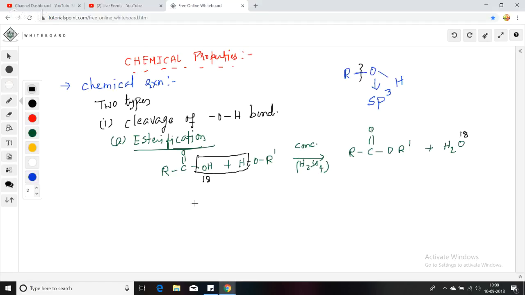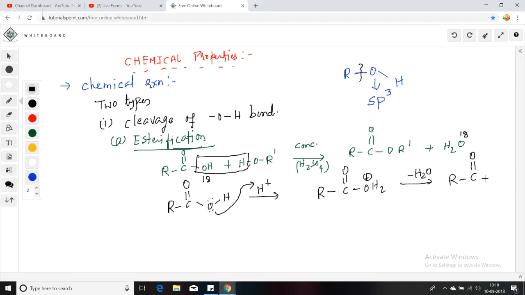If I write down the quick mechanism of this, R C double bond O OH. H plus comes from the acid, and the oxygen has a lone pair on it. So this lone pair takes this H plus and it gives R C double bond O OH2 plus. Then finally this H2O comes out and we get R C double bond O with a positive charge here.